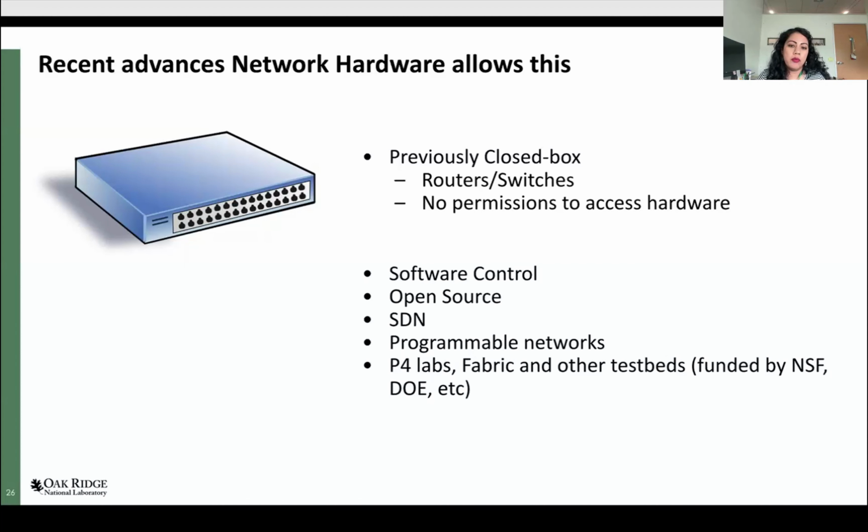Software-defined networking and programmable networks are some of the techniques that are allowing us to have AI interact with networking hardware. There are recent test beds that have been produced, like Fabric and P4 Labs, and all of these have been funded by US NSF and DOE organizations. They also allow researchers to write their own techniques and test them out on how these kinds of AI techniques can interact with networking infrastructure. So there is a lot happening now that allows you to do more innovative work in this area.